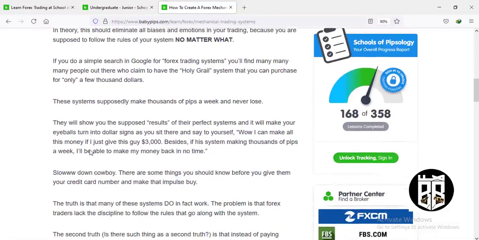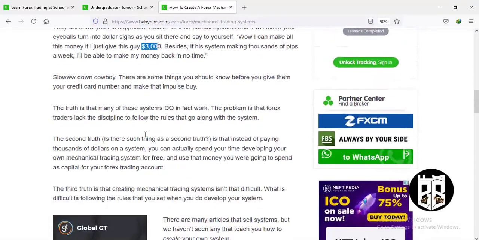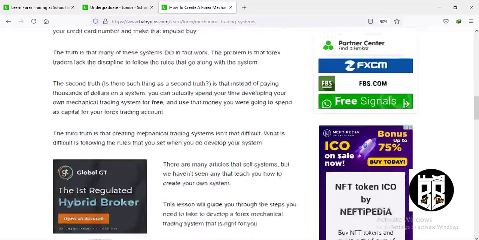There are people who tell you they have lots of good forex trading systems that they have been making money with, tons of money, and they are selling it. Babypips is saying before you hand out 3k to somebody to buy a trading system, you can actually develop your own trading system and use that 3k to fund your account. That is all they are saying here.